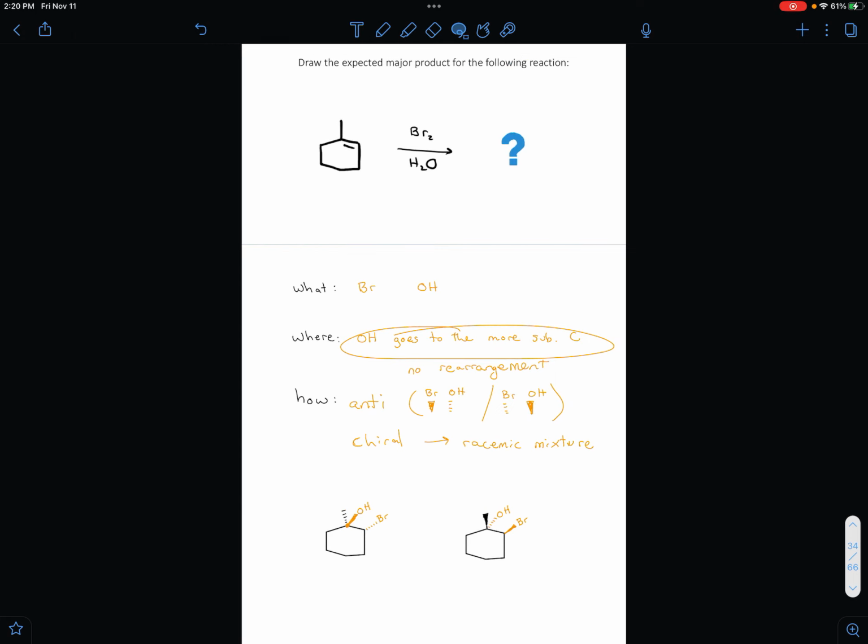So hopefully that gives you some idea of the thought process you want to go through when you're doing a one-step synthesis with halohydrin formation where they give you all the reactants.